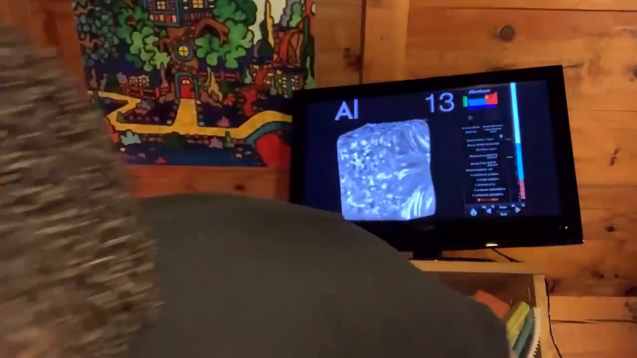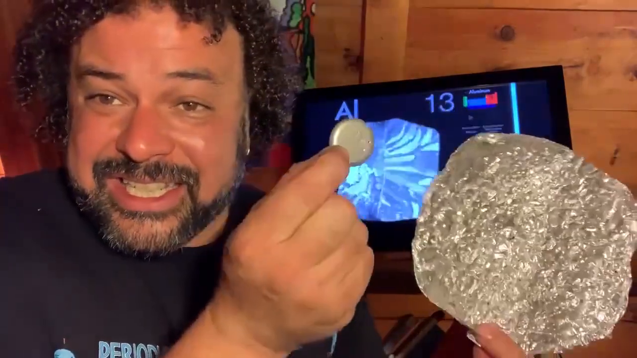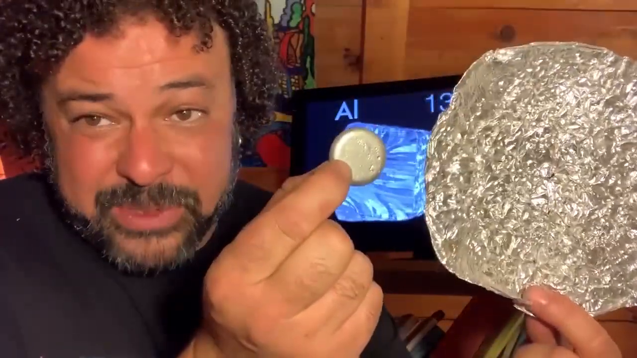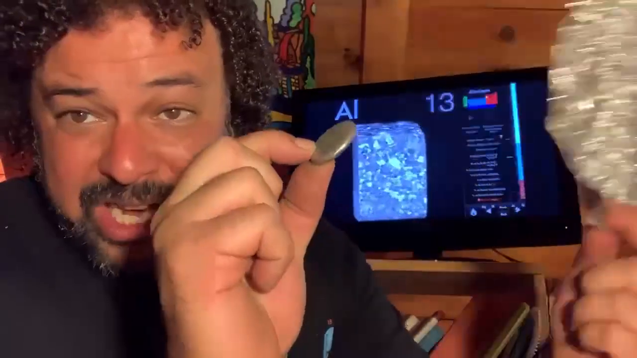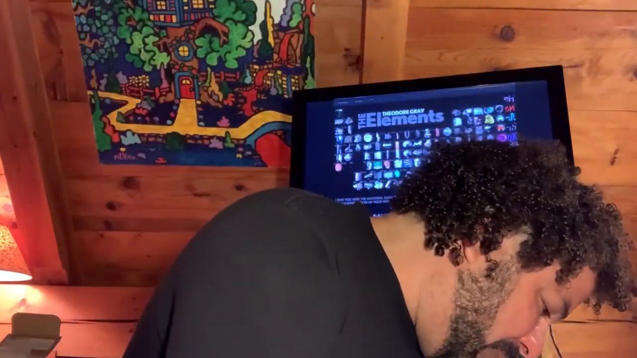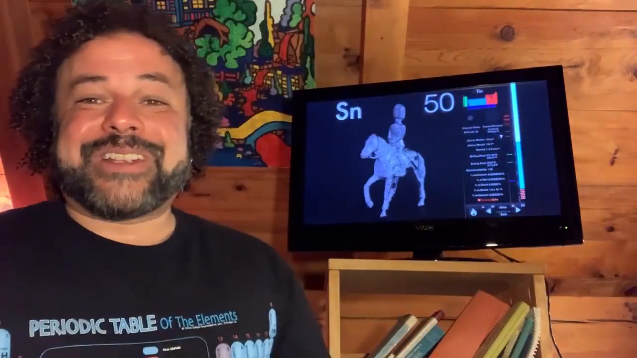Now, here's a funny thing about aluminum. A lot of people call it tin. This is not tin, but I actually have tin. Tin, aluminum. Do you see why people get them mixed up sometimes? Tin and aluminum look a lot alike, but aluminum is that one, and tin, which a long time ago kids used to make tin soldiers out of.